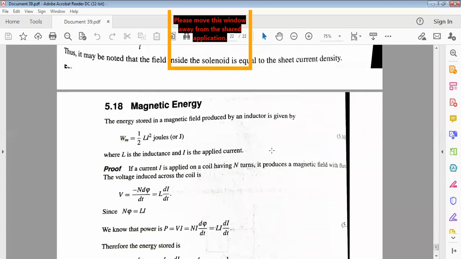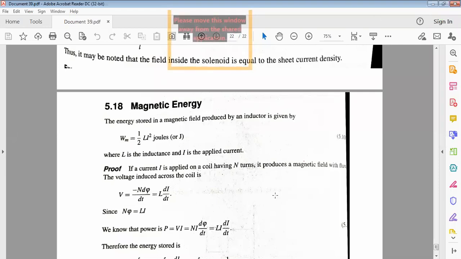The next concept is magnetic energy. What is magnetic energy? How does an inductor store the energy? An inductor stores the energy in the form of a magnetic field. The energy stored in the magnetic field produced by an inductor is given by half L I square. Let us prove the same here.